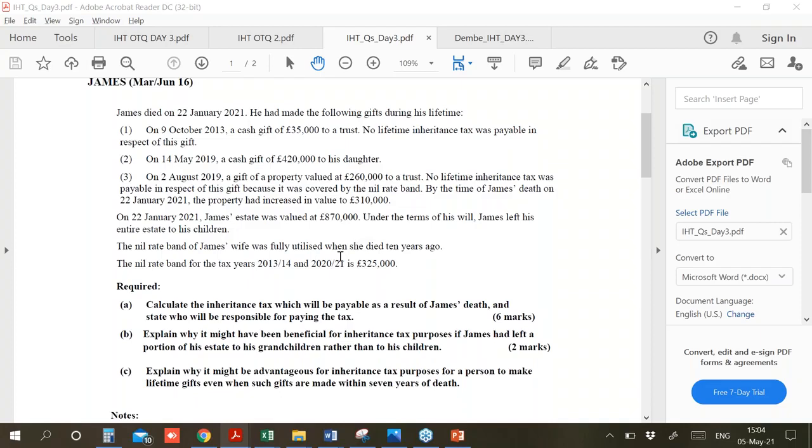Now explain why it might have been beneficial for IHT purposes if James had left a portion of his estate to his grandchildren rather than his children. Guys, I told you yesterday as well, what are the advantages if you transfer the assets to your grandchildren rather than children? You tell me.